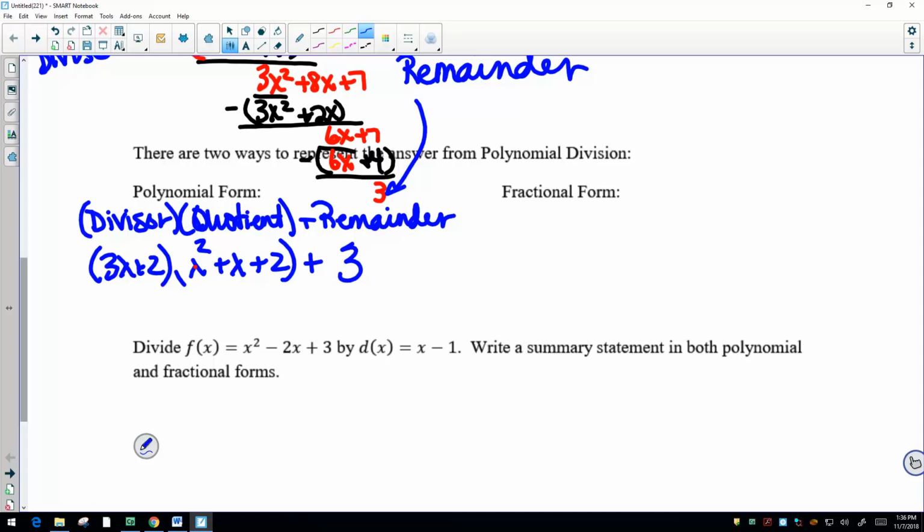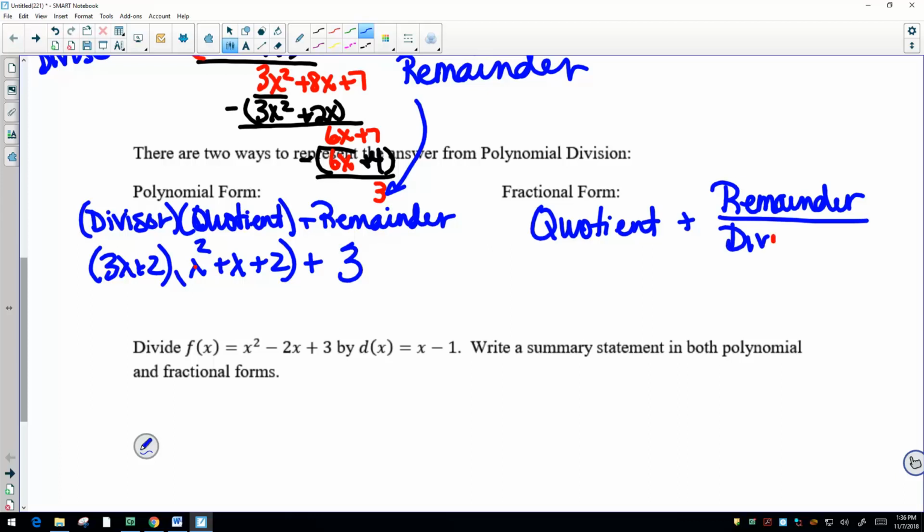If we express it in fractional form, now it's going to look a little different. So you're going to have your quotient. But to that, now we have to make a fraction. Well, your fraction's made by taking your remainder and dividing it by the divisor. Okay, so our quotient we have is x squared plus x plus 2. To that we add on the remainder divided by our divisor.